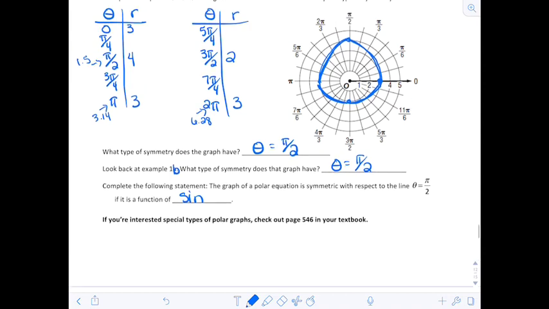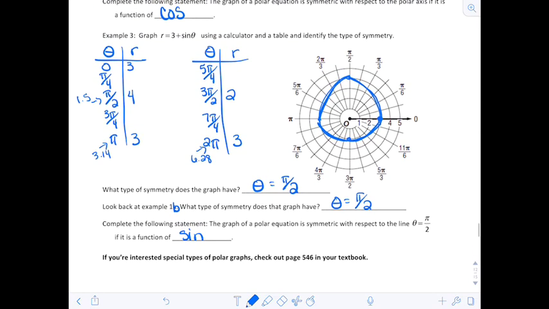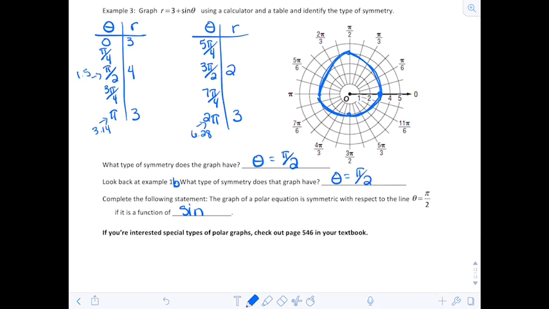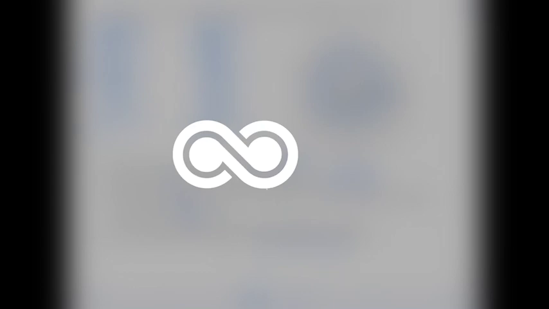Okay, so this is how we graph polar equations. If you want to go look at some more graphs, their names and some different ways, some different curves that you can make, you would go to page 546 in your textbook.